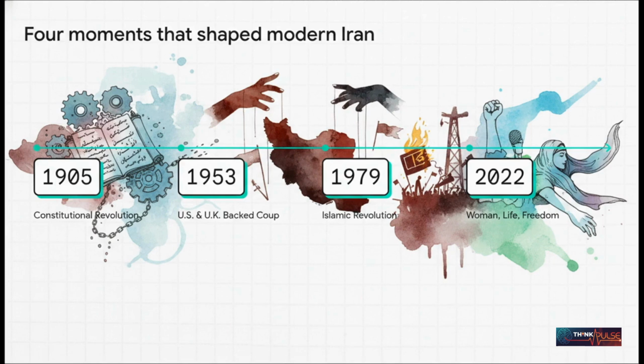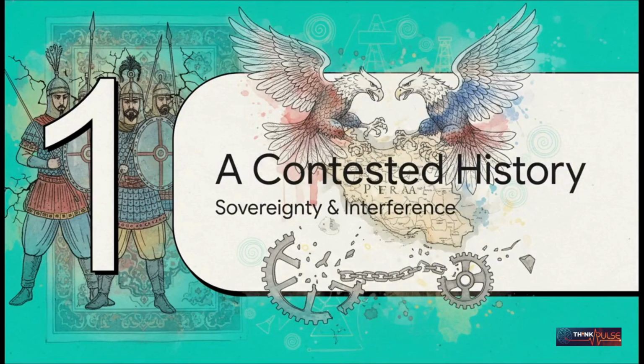The key thing to remember is that each of these events is a link in a chain, one leading to the next, and all of it shaped the Iran we see today. Alright, let's rewind the clock. We're starting way back in the early 20th century. Picture Iran. It was actually known as Persia back then, and it was caught in this massive struggle to control its own future, pushing back against some really powerful foreign empires.